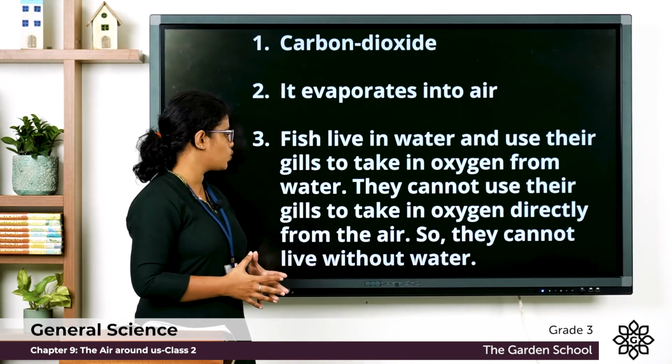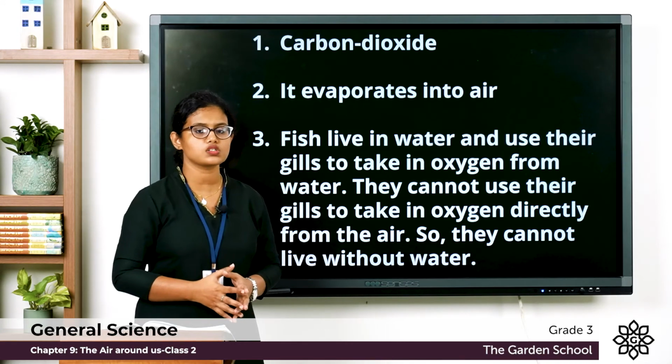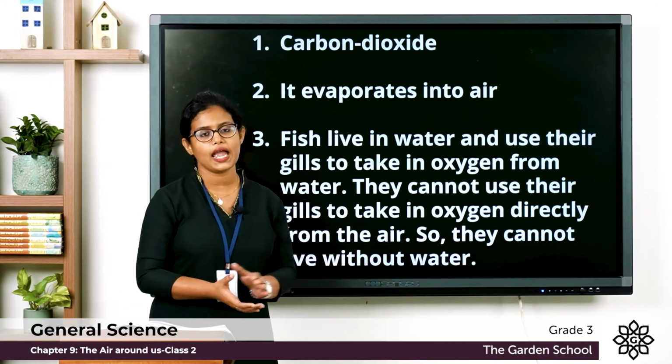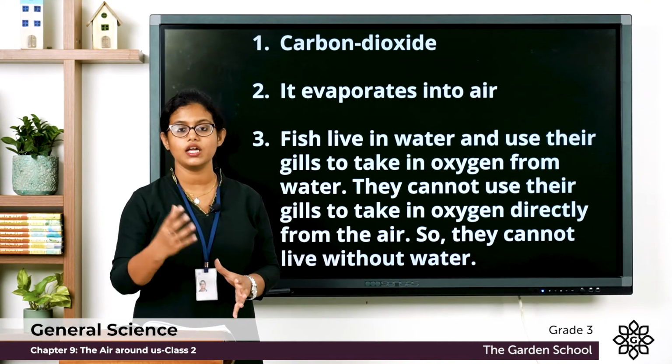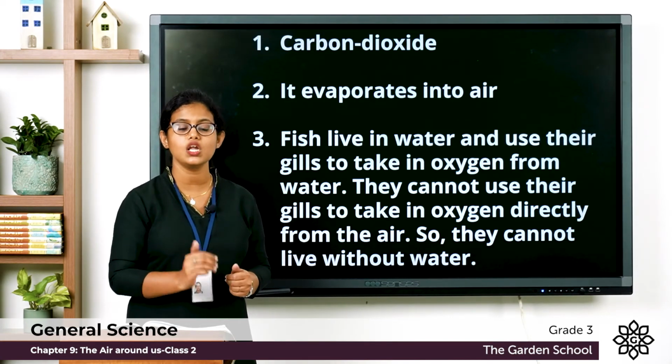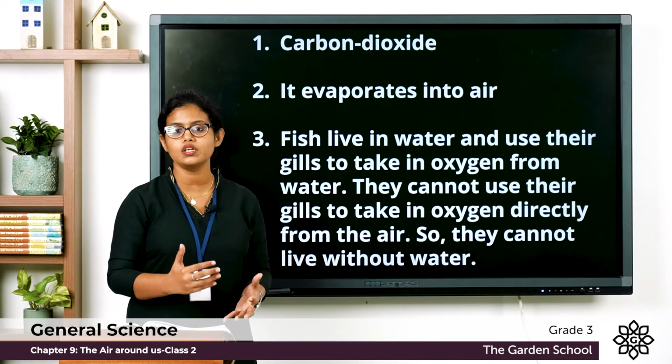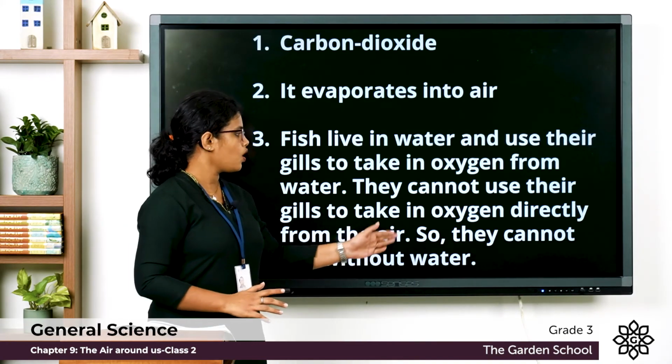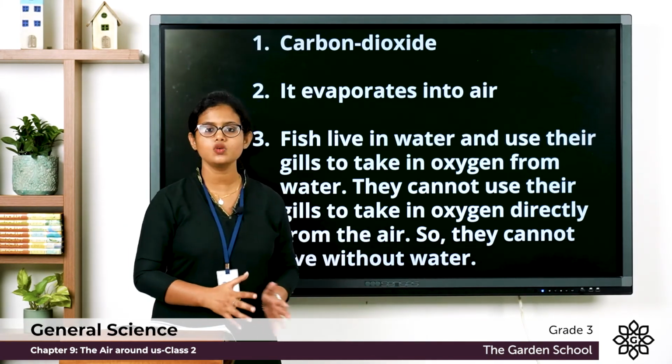They cannot use their gills to take in oxygen directly from the air. So they cannot take oxygen directly from the air. They take in oxygen which is dissolved in water. So they cannot live without water.